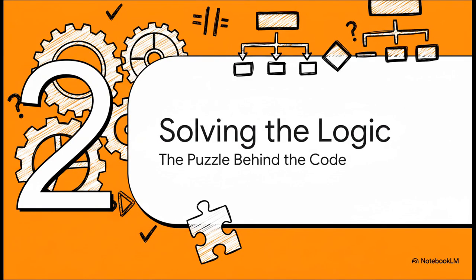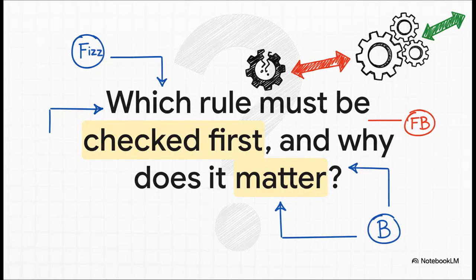Okay, we've got our rules. Now for the fun part, actually solving the puzzle. This is where we stop just reading instructions and start building a logical machine. We need a sequence of checks that's going to give us the right answer for any number every single time. And this right here, this brings us to the absolute heart of the FizzBuzz challenge.